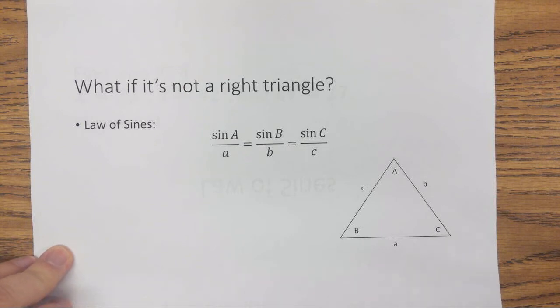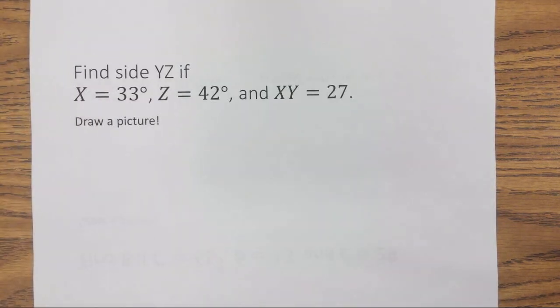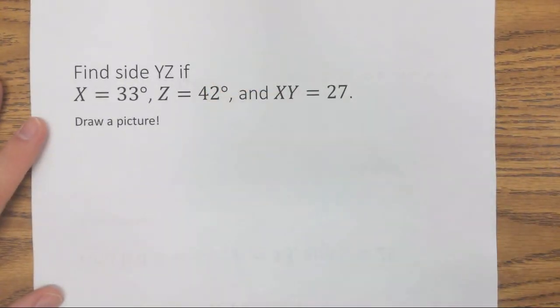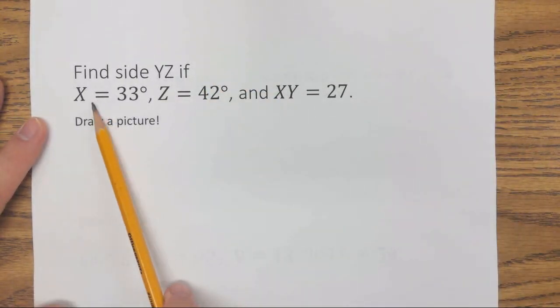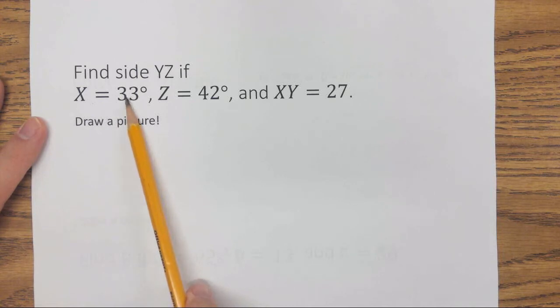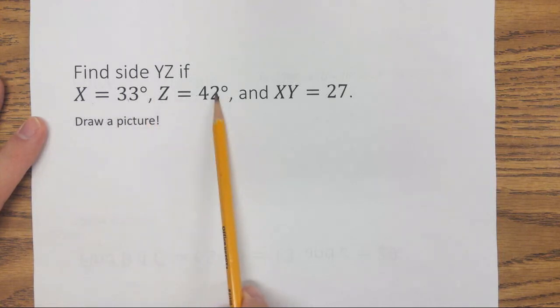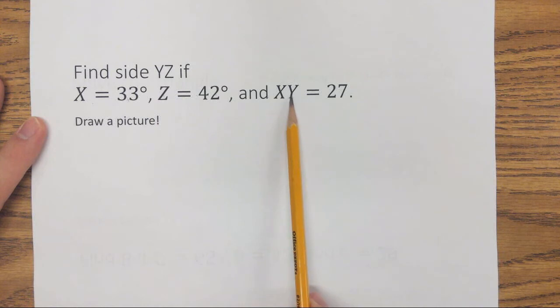So let's look at some examples. Find side YZ if angle X equals 33 degrees, angle Z equals 42 degrees, and XY equals 27.